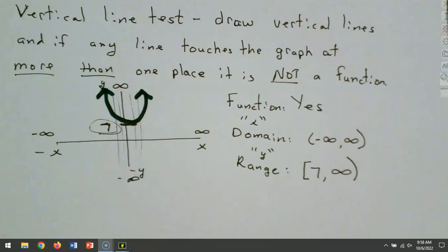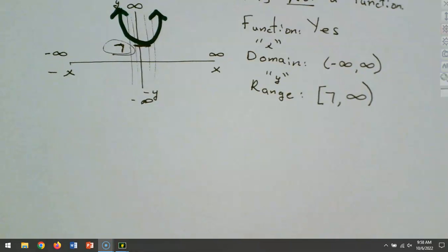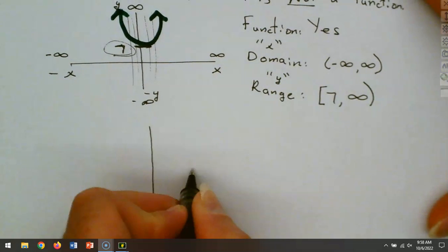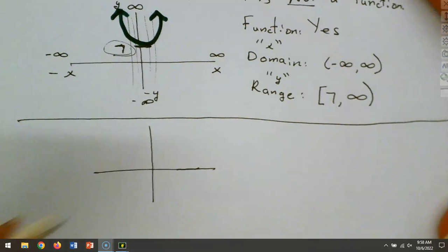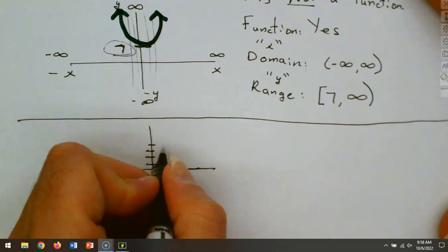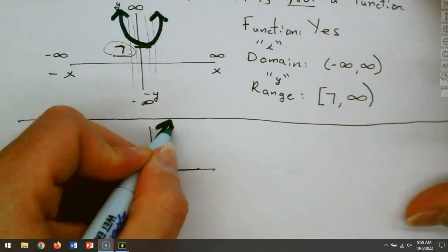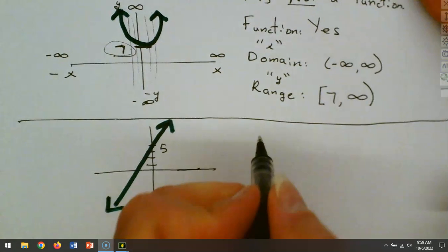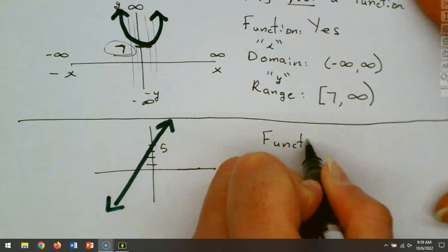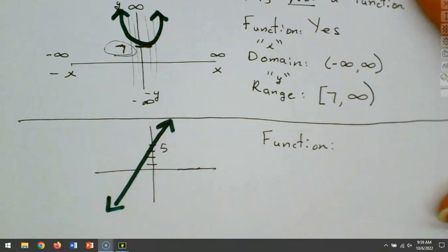This section is very visual. We look at a lot of pictures. It's not a lot of calculations. It's more visual and understanding the graphs. So I'm going to give you another one to look at now. What about this graph? Function or not a function? It's a function. All lines are functions, unless it's a vertical line, but this one's going to be a diagonal. It's a function.